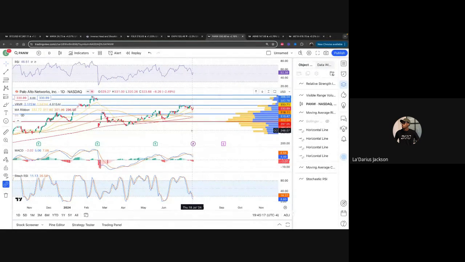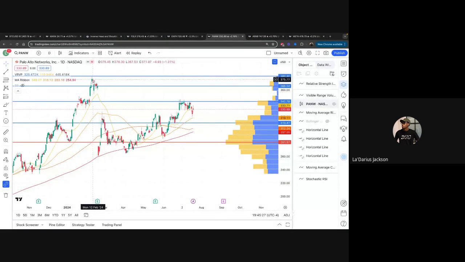The biggest reason is that Nancy Pelosi is buying this one. She's been buying it for a while. It dropped out of the sky. It was at about 370. Let me zoom in. It was at about 370, 380 back here, and it just crashed all the way down to about 262.